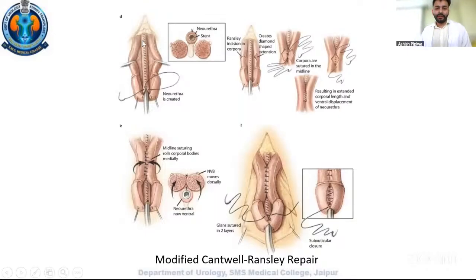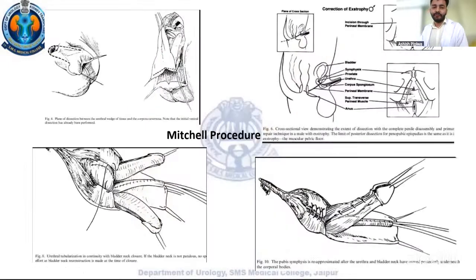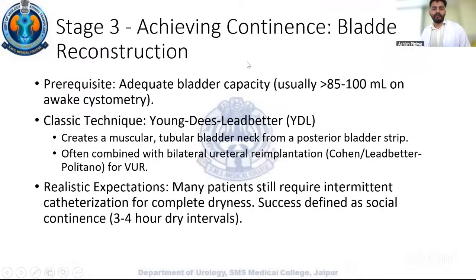So in this, we can see the corpora cavernosa are lying posteriorly, and first we make the neo-urethra, then we give the Ransley incision in the corpora, and then we do the reconstruction. In the Mitchell procedure, this is the radical one. We do the radical separation, and then we reconstruct the urethra.